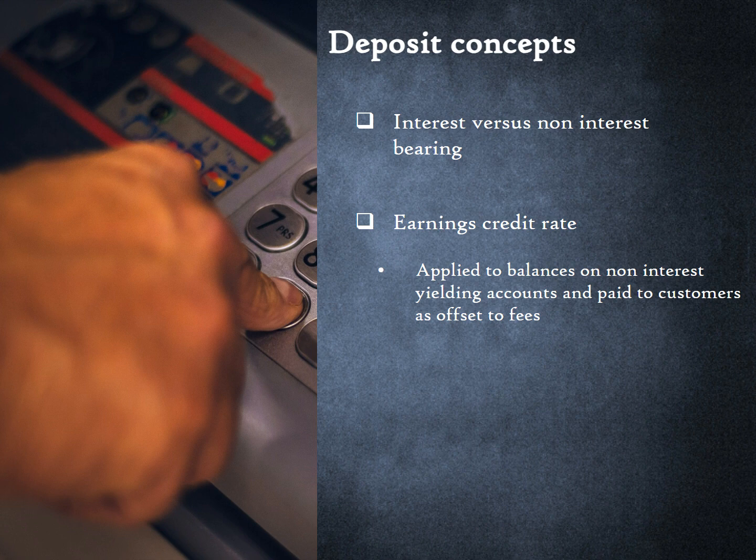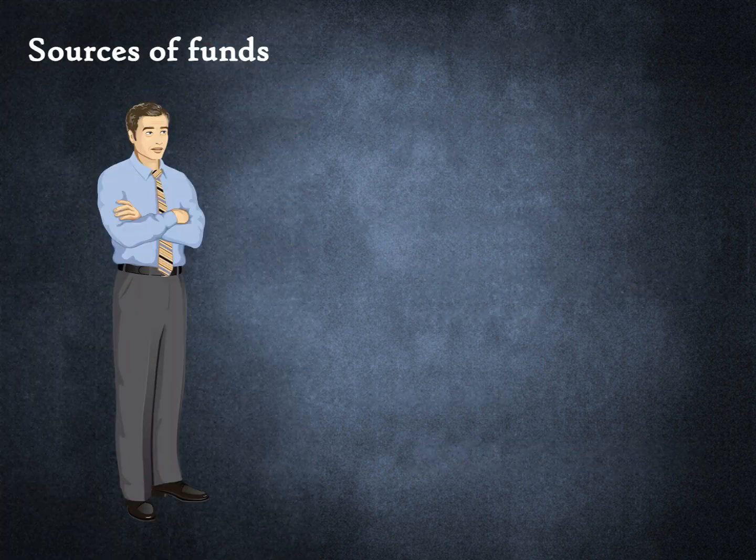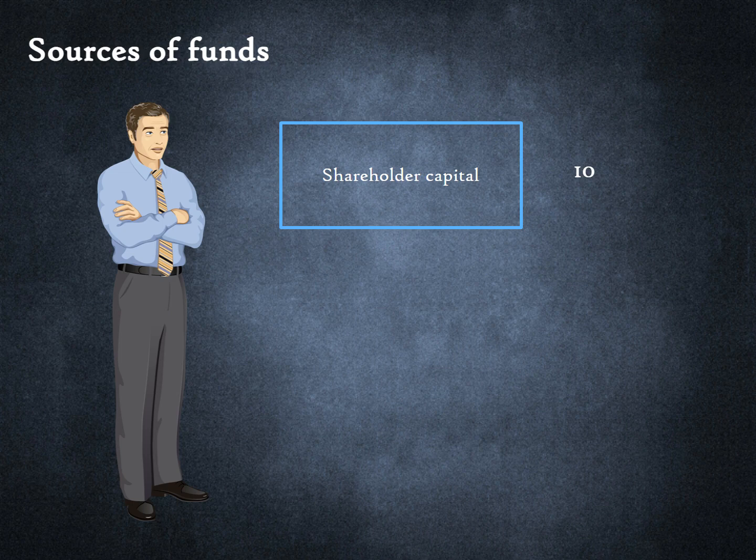The third concept is deposit beta. When interest rates in an economy increase, banks offer higher rates on their deposits. The converse happens when rates fall. Deposit beta measures the sensitivity of rates offered on deposits by banks in response to change in market rates. For example, if the central bank raises rates by 1% and the bank increases rates by 0.5%, the deposit beta is 50%. Going back to Trust Bank, so far George has raised 10 in shareholder capital and 75 in deposits.